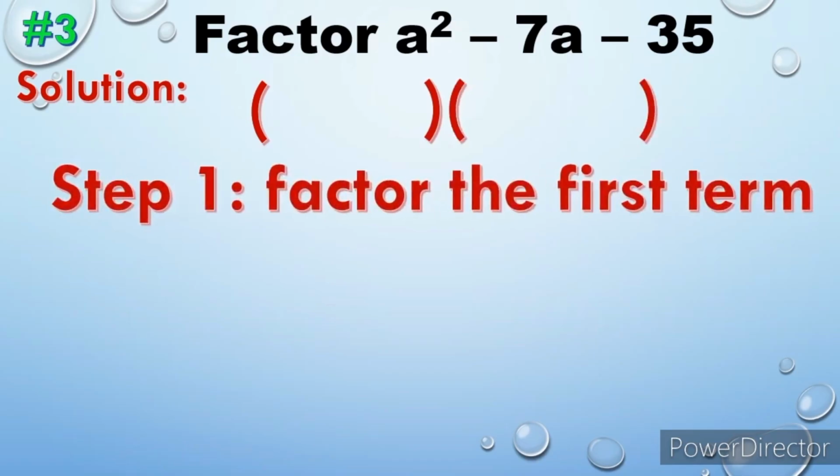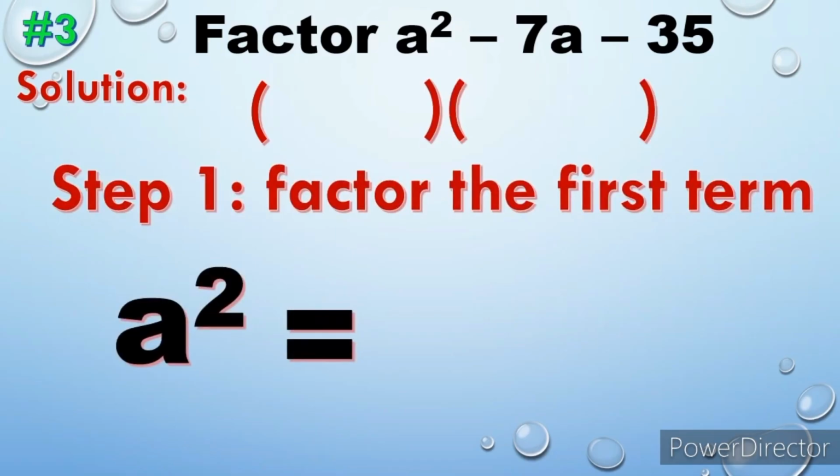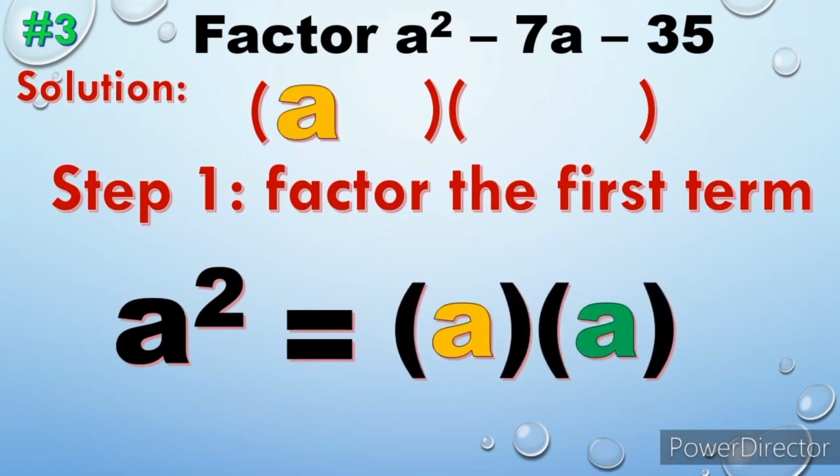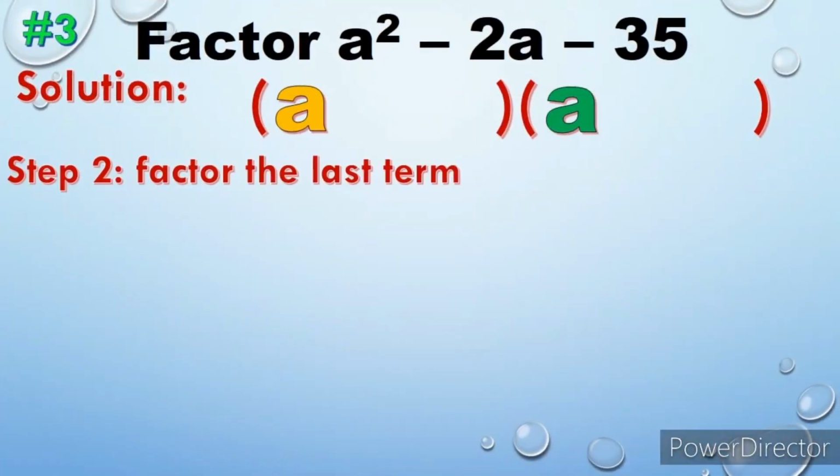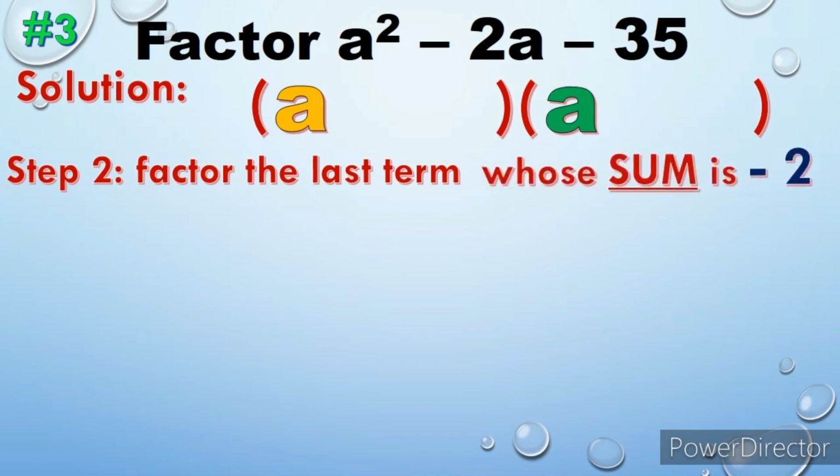Step 1, factor the first term. So the first term is a squared, and it is equal to a times a. Okay, so susulat na natin agad dun sa first term natin ng binomials natin. Next step, factor the last term. So ang last term natin is negative 35, whose sum is negative 2.